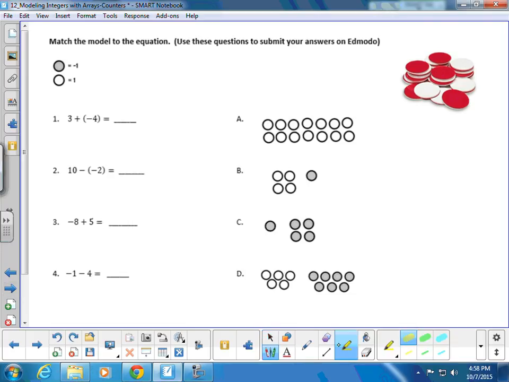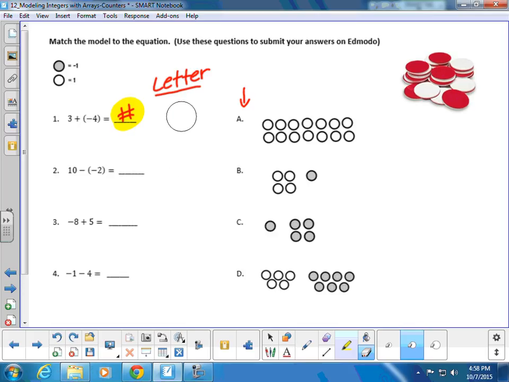Remember that you're solving the problem, so you should have a number answer here, but also include the letter of the matching graph or the model. So say I thought number 1 was C, you're going to enter it as a lowercase c. It's not, but say I did. Don't put C, you'll get it wrong.